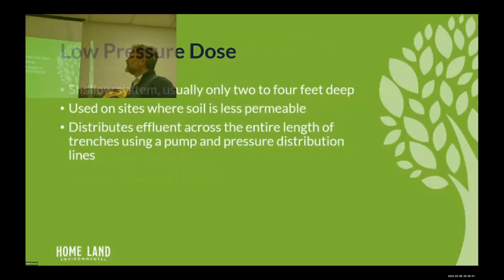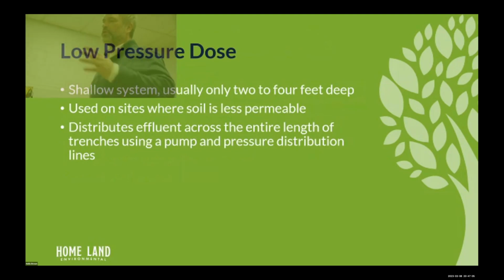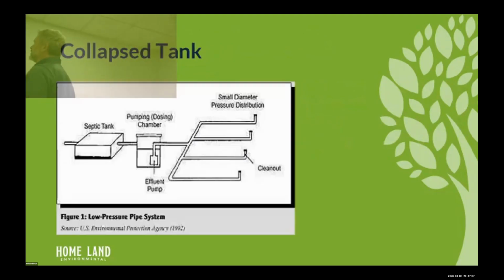I'm just throwing some numbers out to you. The low pressure dosage system, these are those alternative systems when the soil isn't very permeable, right? The perk rate might be 45 minutes. We can't put in a drain field, we've got to put in something a little bit different. This is a low pressure dosage. The concept here is we have a pump after the septic tank, and that's the common thing you see here. There's a pump with all of these. And what that pump does is provide equal distribution.